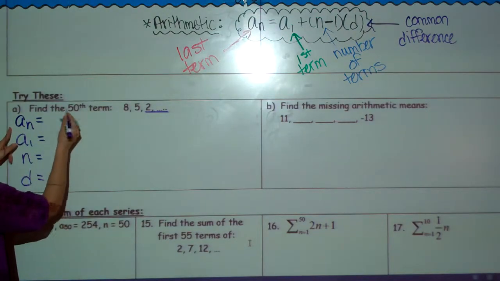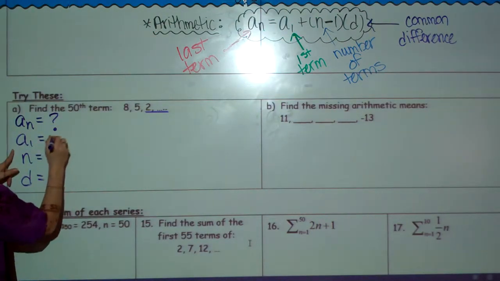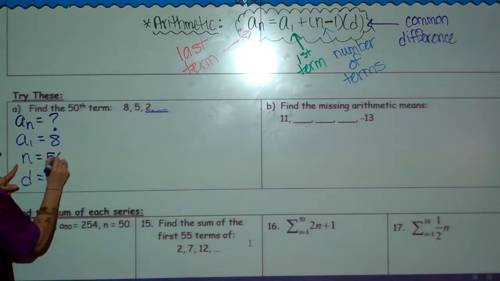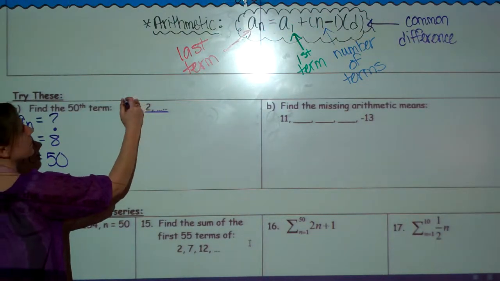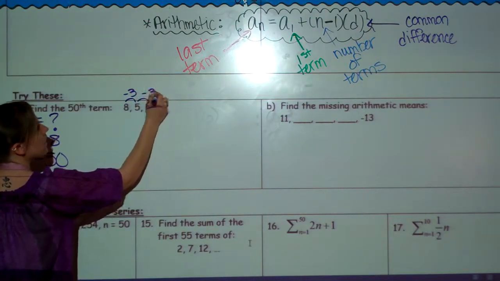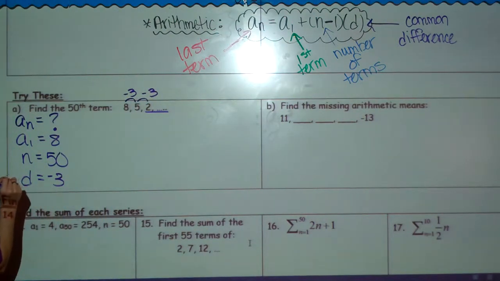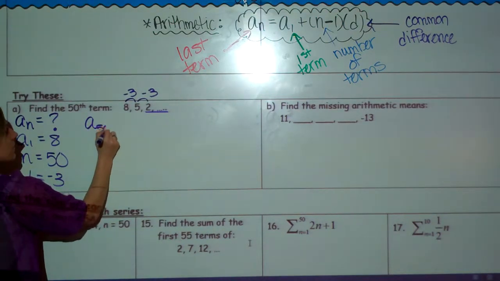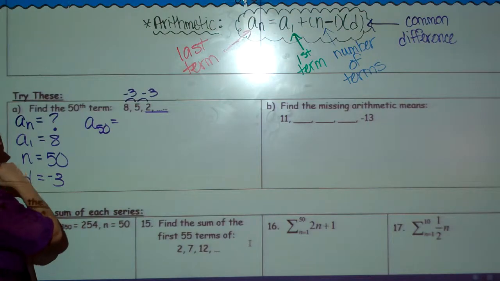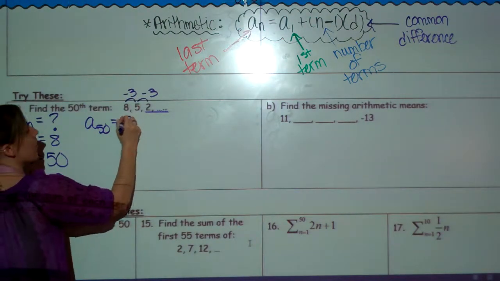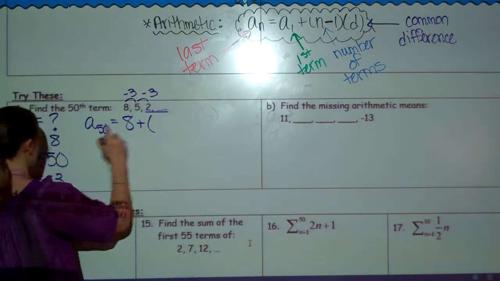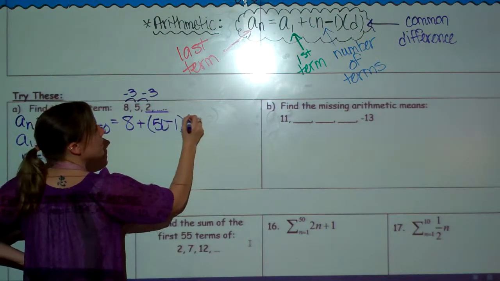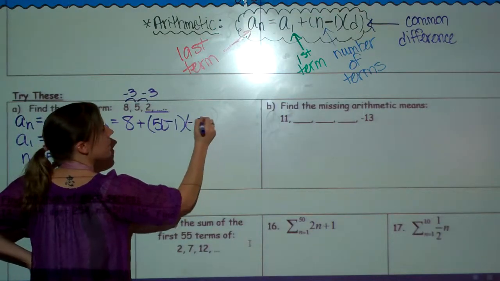All right, so the last, we don't know. The first, we know is 8. The number is 50, and the difference is -3. So then, we don't know this. We're looking for the 50th term, what its value is. So 8 plus 50 minus 1 times -3.